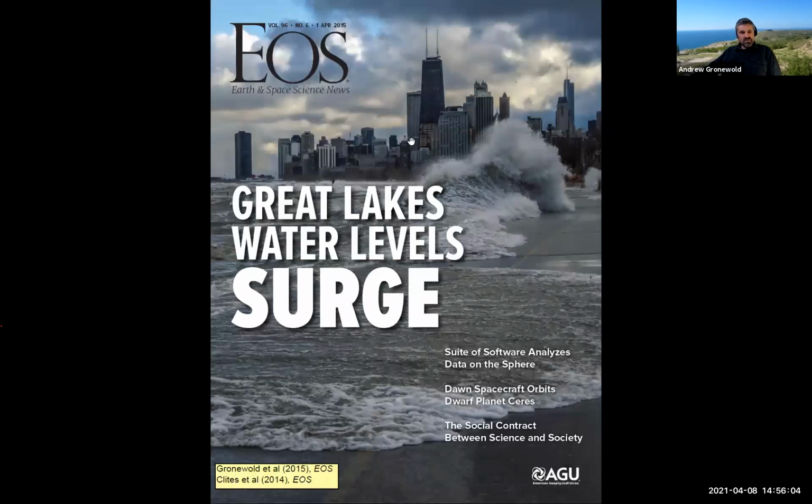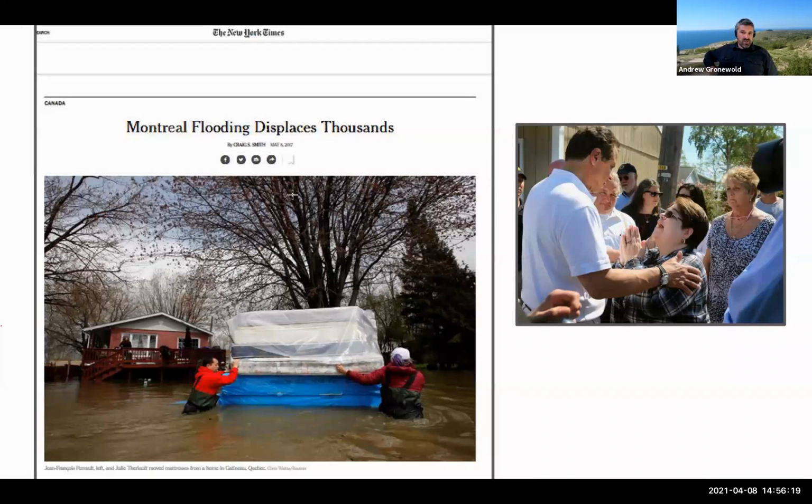So we published some of this work in EOS, which is an outlet for the American Geophysical Union. Here's the cover story that shows water, or excuse me, water crashing over the iconic bike path here in Chicago. And here is coverage on a national scale from the New York Times, talking about how flooding downstream in Montreal is displacing thousands of homes, and a similar picture showing citizens pleading to Governor Cuomo to actually let more water out of Lake Ontario during that time period, which would exacerbate flooding in Montreal. So this was a big deal, the amount of extra water into the system.